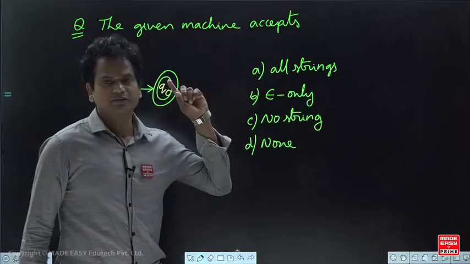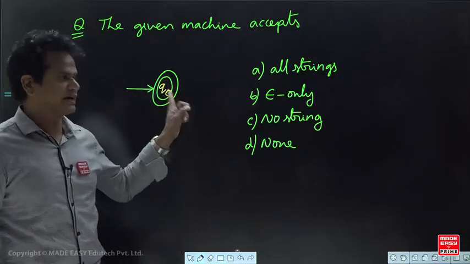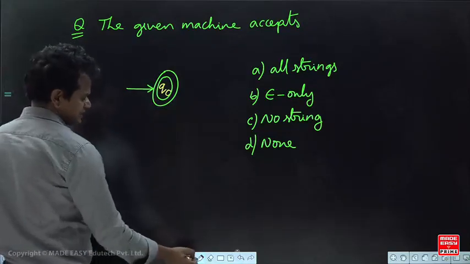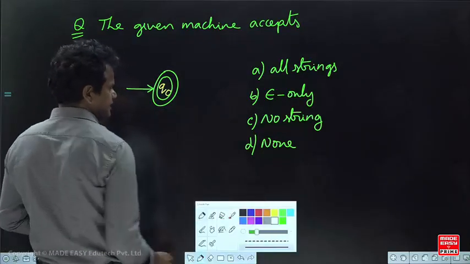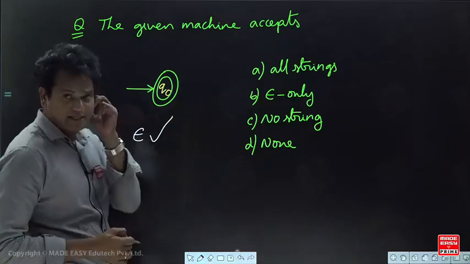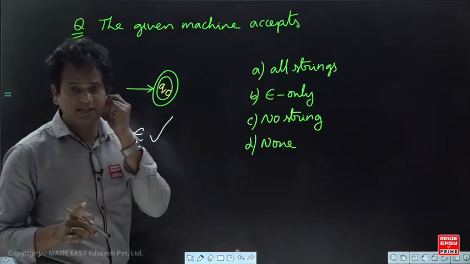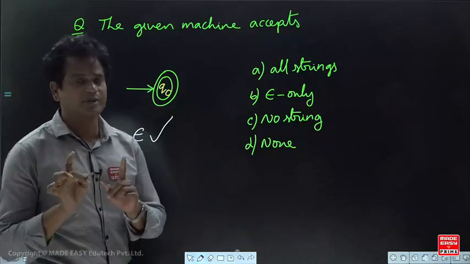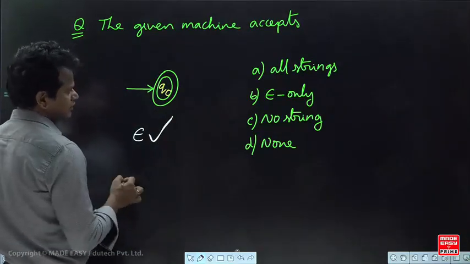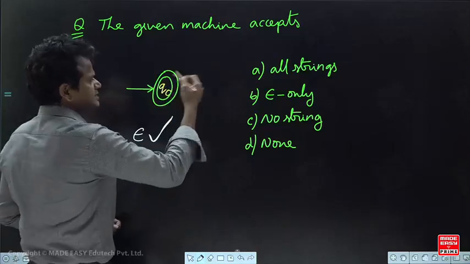Here we have an initial state and a final state, and the initial state is the final state. Initial state and final state both are the same. When initial and final state both are the same, it accepts minimum epsilon. I repeat, when initial and final state both are the same, it accepts minimum epsilon. So go for epsilon. And moreover, it may accept some more strings.